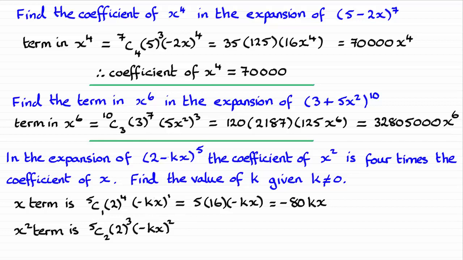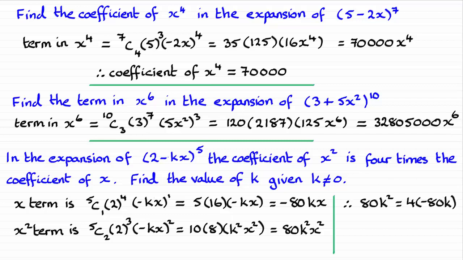And work this one out, you should find you end up with 80k squared x squared. So it's just a case now of linking the coefficients of x and x squared through this statement here. We're told that the coefficient of x squared is 4 times the coefficient of x. So in other words, 80k squared should be equal to 4 times negative 80k. So if you write that down, you've got your equation. And if you divide both sides by 80k, that's going to leave you with k equaling minus 4.